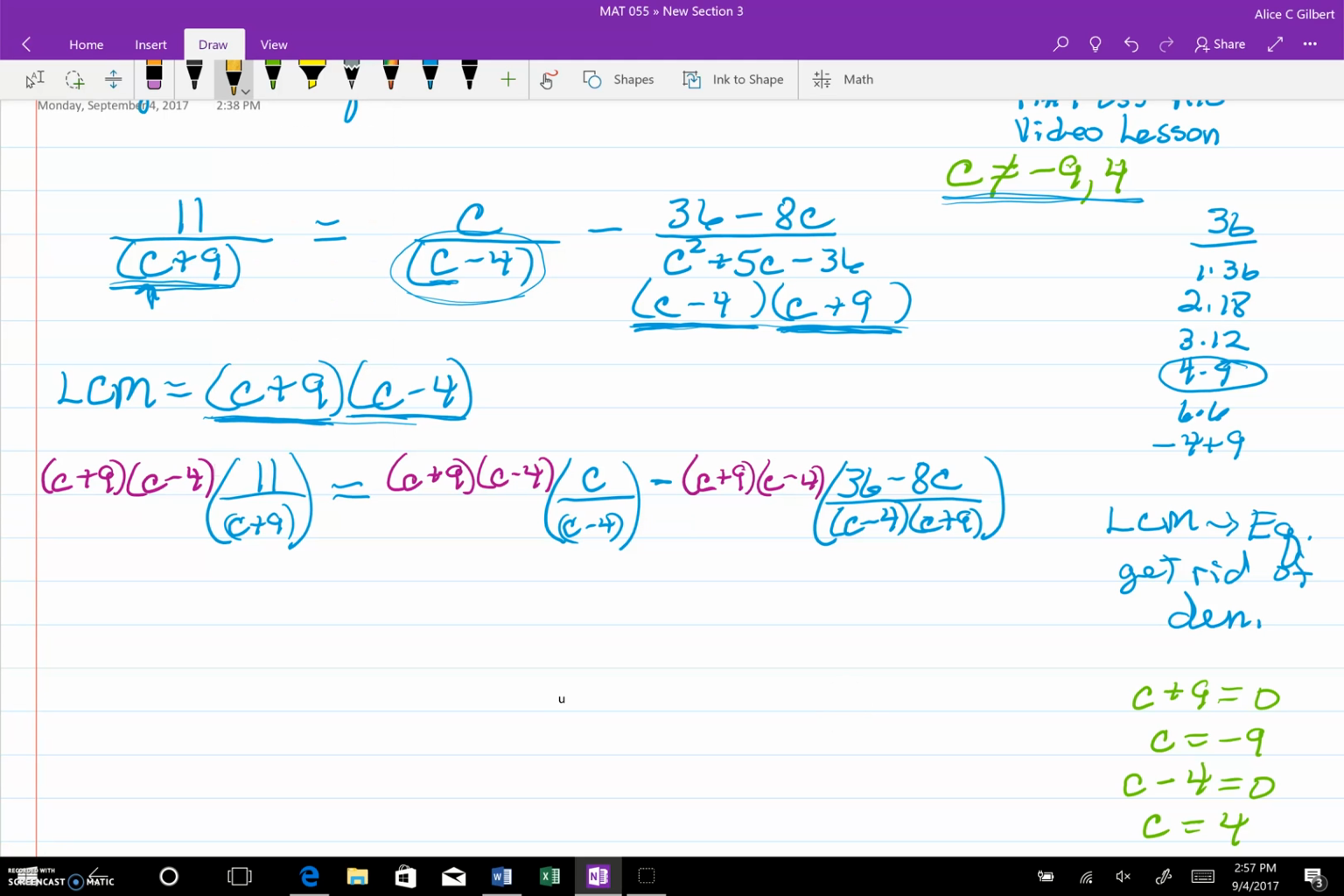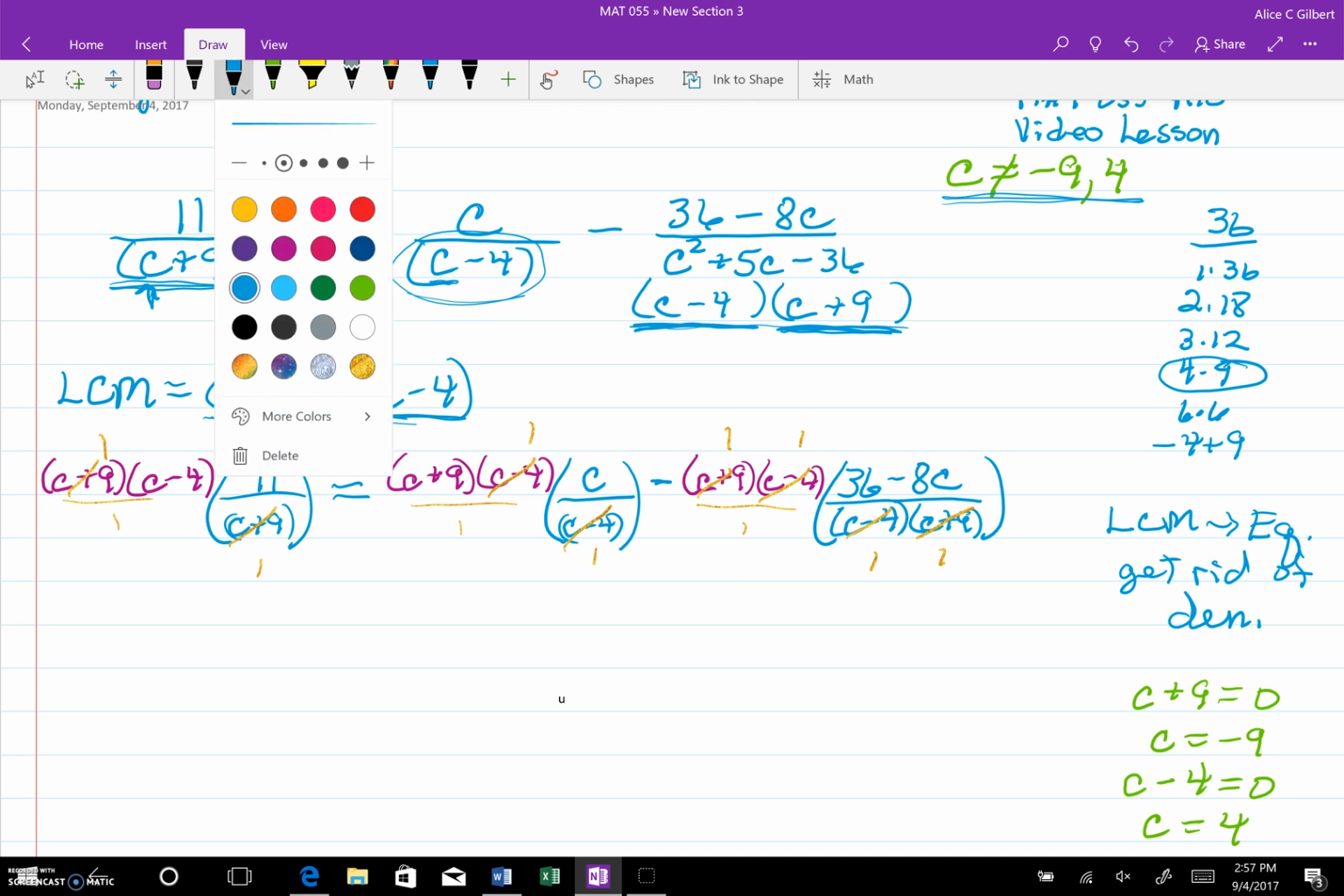Okay, now I'm all set to go. So I can now cross cancel, because this is like over 1, guys, right? Over 1, we're multiplying fractions. So C, quantity C minus 9, and I can get rid of the C minus 4. Here I can get rid of the C minus 4. And here I can get rid of the C plus 9.